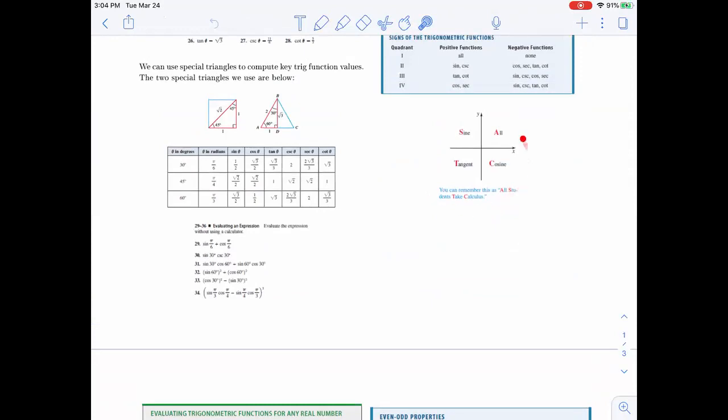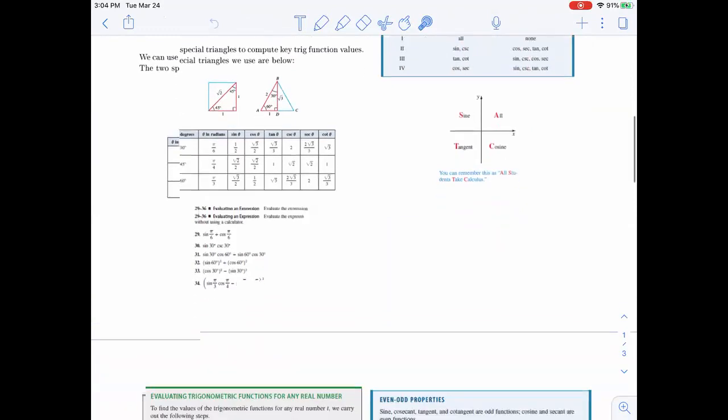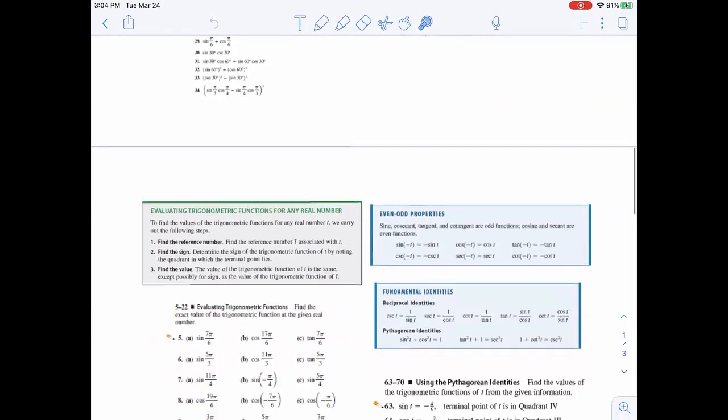This stuff where the functions are positive or negative, we'll come back to that when we need it, right? That's when we're figuring out our reference angles.